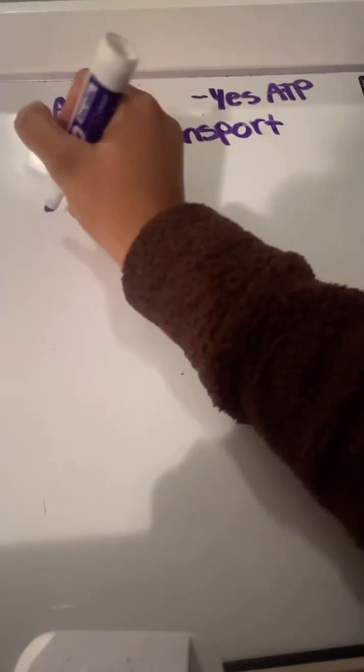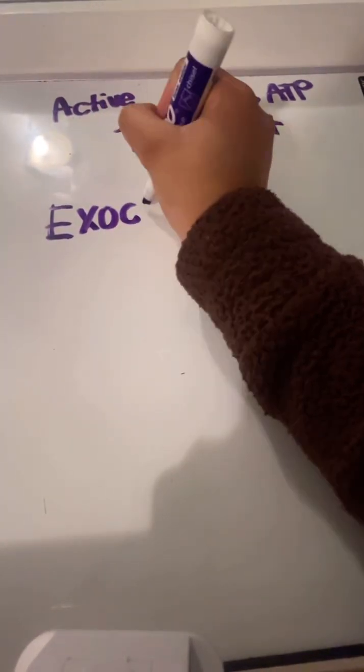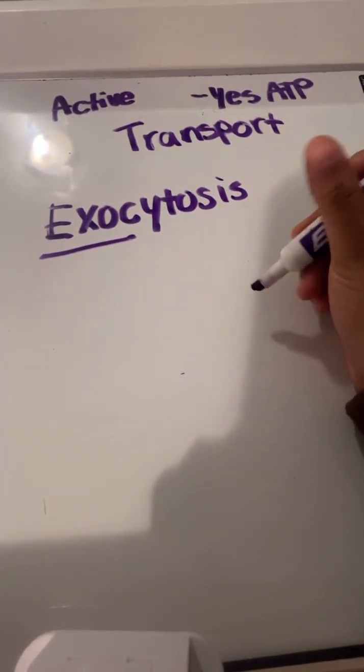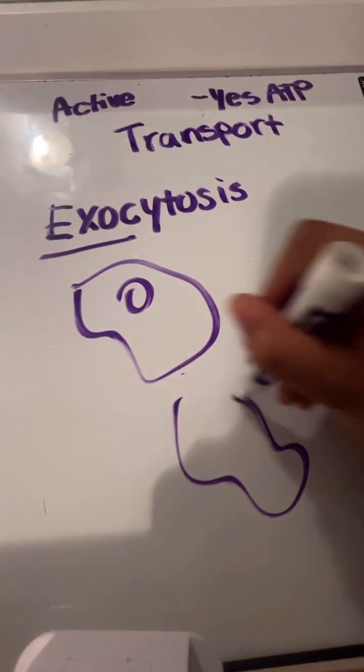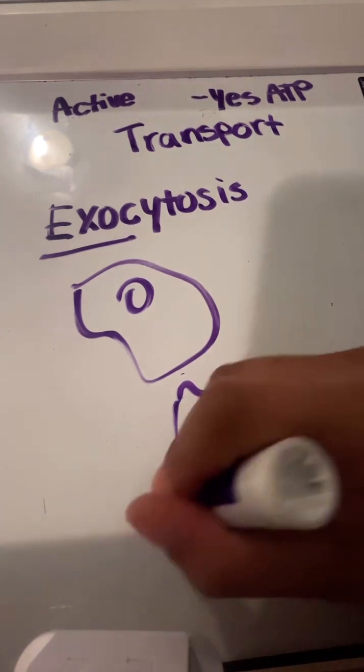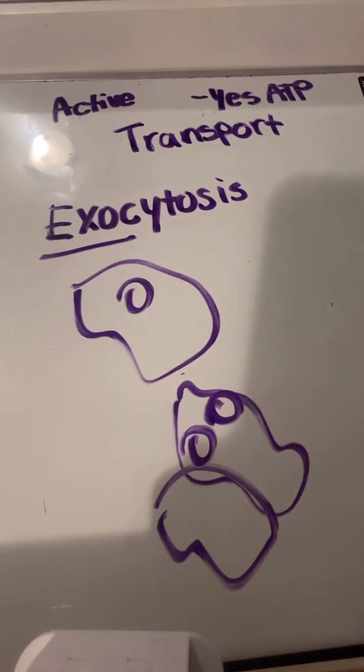The next type of active transport is exocytosis. This one is easier to learn because when you see exo, it's like exiting the cell. So instead of going in, it's already in, and it's actually going to be getting out of the cell. Till it gets out. I'm sorry the drawings are so close together, but I'm just going to show it quickly. So instead of going in the cell like endocytosis, it's going out of the cell.